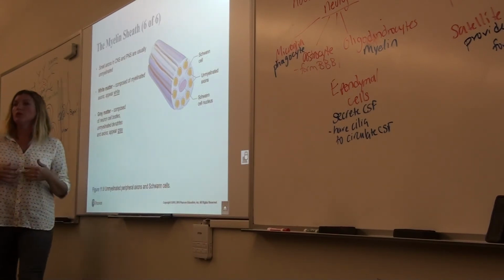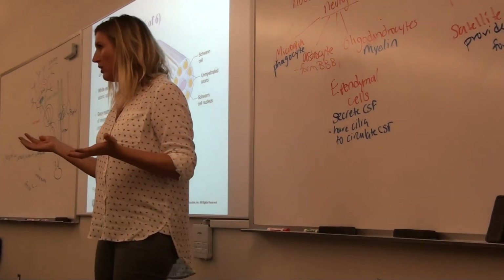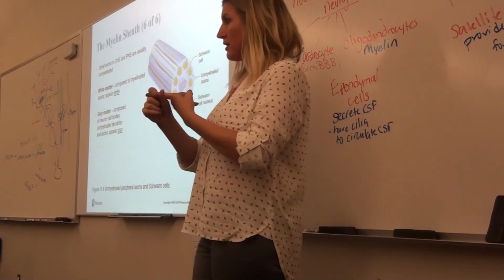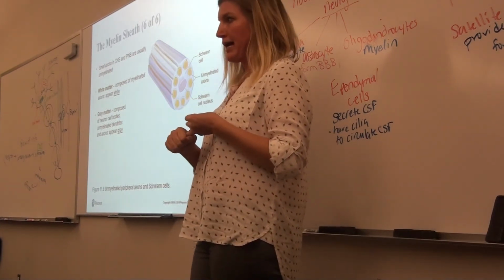These myelinated fibers are what creates white matter. Have you heard of that before? Gray matter and white matter when talking about the brain. So gray matter is unmyelinated axons and cell bodies. White matter is myelinated axons.